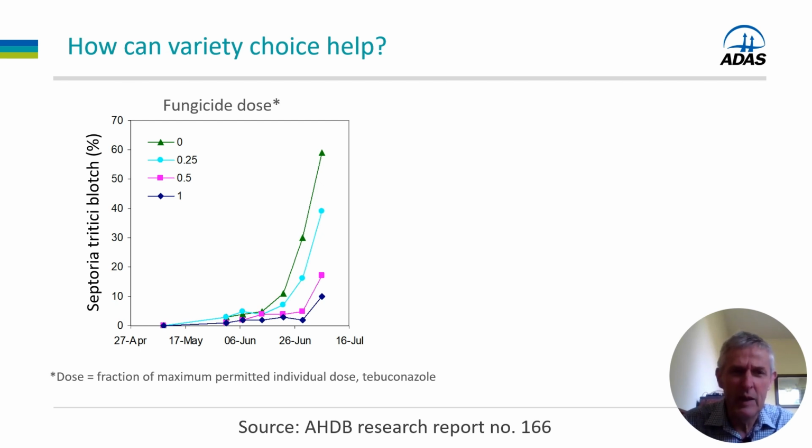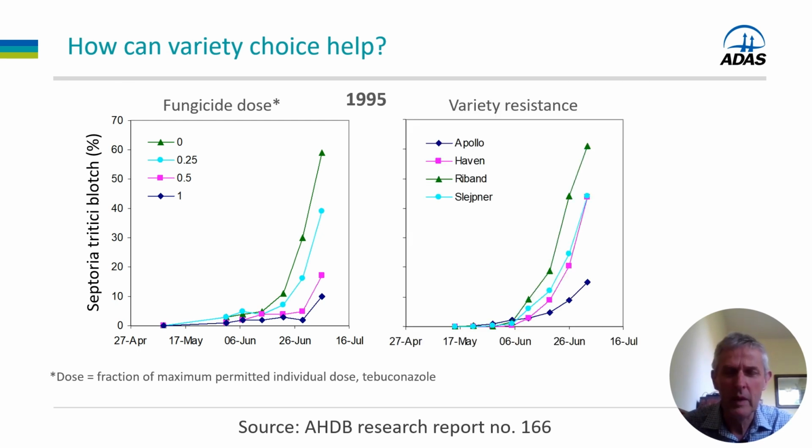In that same field experiment, we also measured the effect of host resistance. So we picked 4 varieties with different levels of resistance against, in this case, Septoria tritici, and we can see that the effect of those different levels of host resistance from the 4 varieties is very similar to the effect that we obtain from a single fungicide treatment.